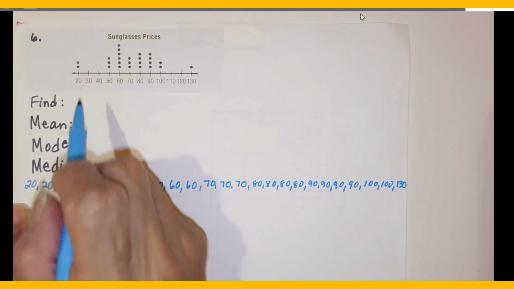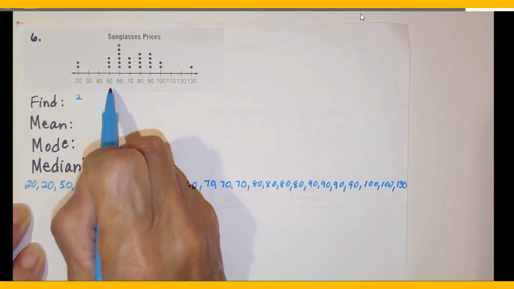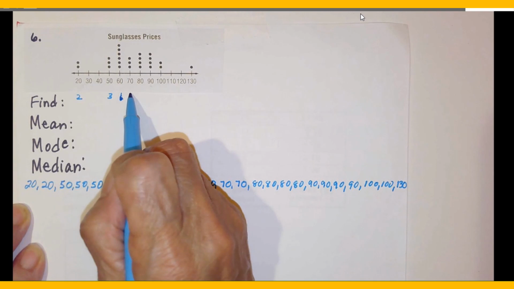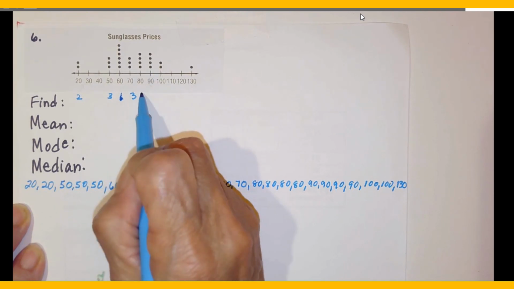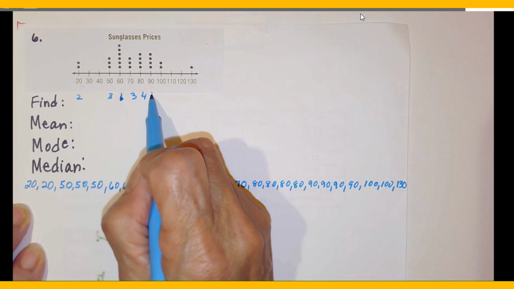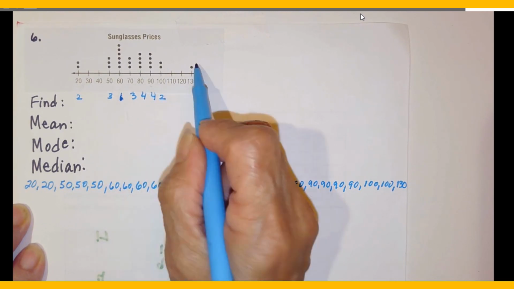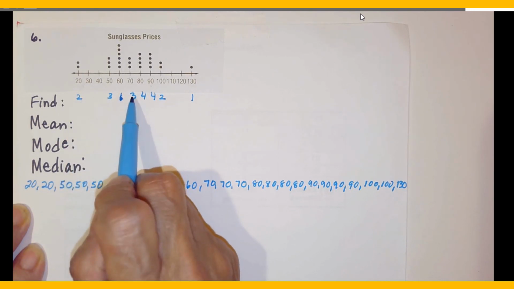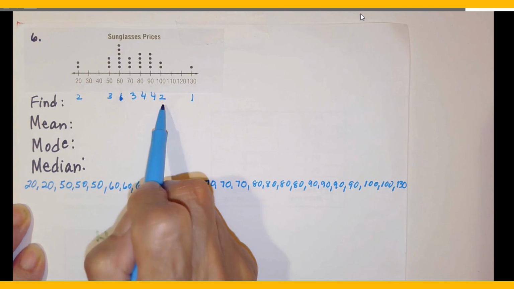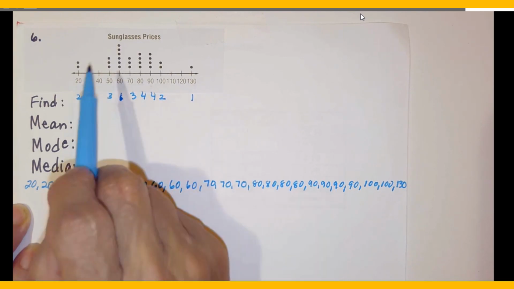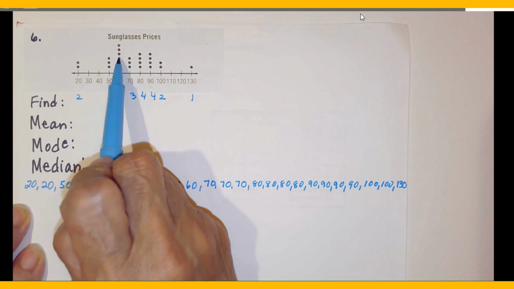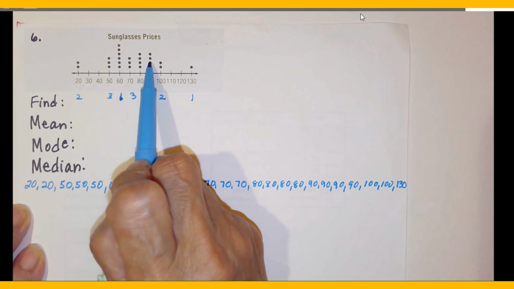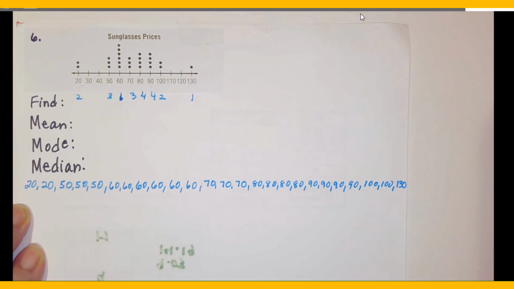But let's count them up here. We have 2 here, 3 here, so we can just count the digits. 6 here, 3 here, 4, 4, 2, 1. So we have 5, 11, 12, 13, 14, 18, 22, 23, 24, 25. Let's count. 1, 2, 3, 4, 5, 6, 7, 8, 9, 10, 11, 12, 13, 14, 15, 16, 17, 18, 19, 20, 21, 22, 23, 24, 25. So we're right. We have 25.